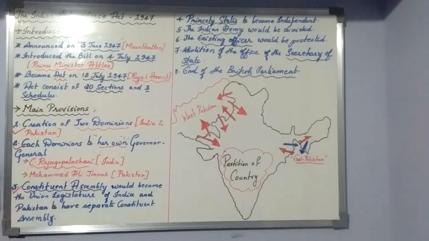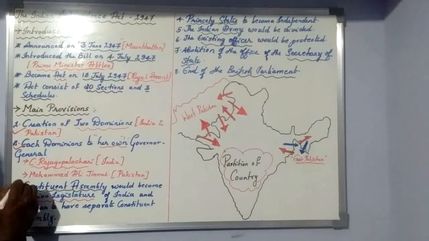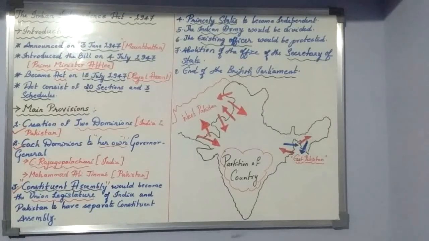Then the third one we have: the Constituent Assembly would become the Union Legislature. The Constituent Assembly will turn into the Union Legislature, or the Parliament that we have today. From 1950 onwards, this Constituent Assembly was renamed as Parliament. And Pakistan will have its own separate Constituent Assembly.